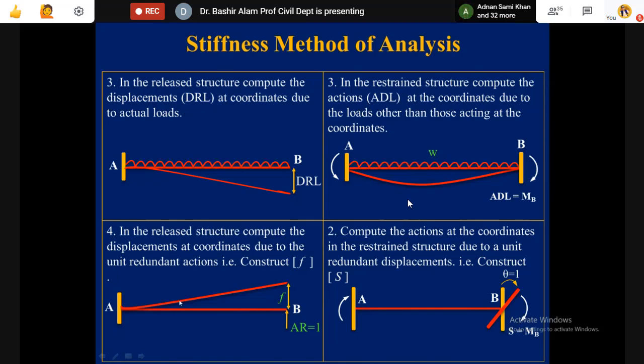Next, in step number 5, the comparison: the compatibility condition is applied in the flexibility method, while in the stiffness method, the equilibrium condition will be applied.